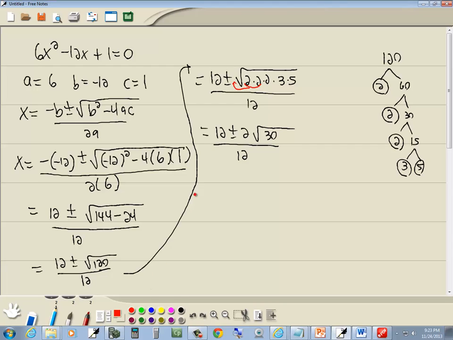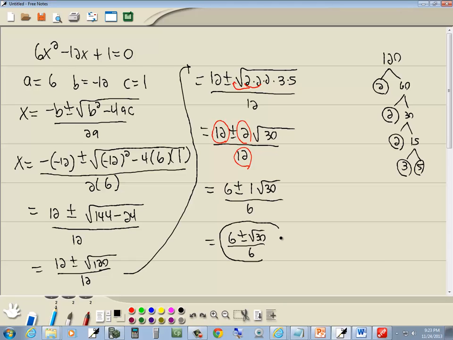Should be called the 3-number rule, but anytime you can divide this number, this number, and this number by the same number, do so. And those are all divisible by 2. So 12 divided by 2 is 6, plus or minus 2 divided by 2 is 1, square root of 30, over 12 divided by 2 is 6, which gives us 6 plus or minus square root of 30 over 6. Now you can't simplify those 6's because it has to be these 3 numbers for you to be able to reduce when using the quadratic formula. So that's our answer.